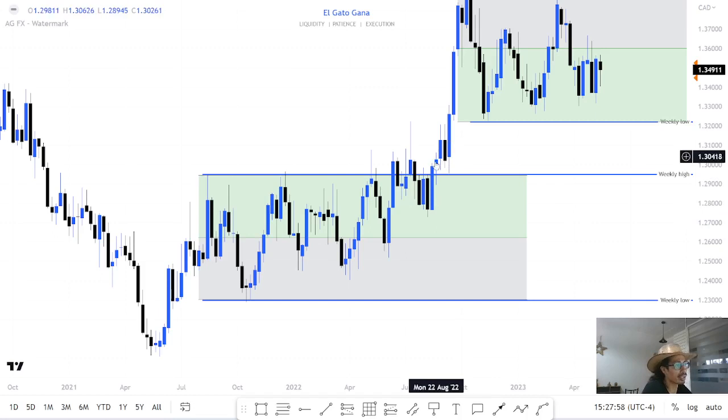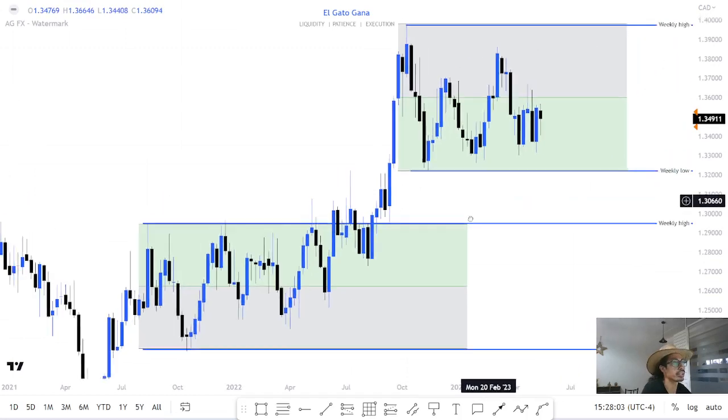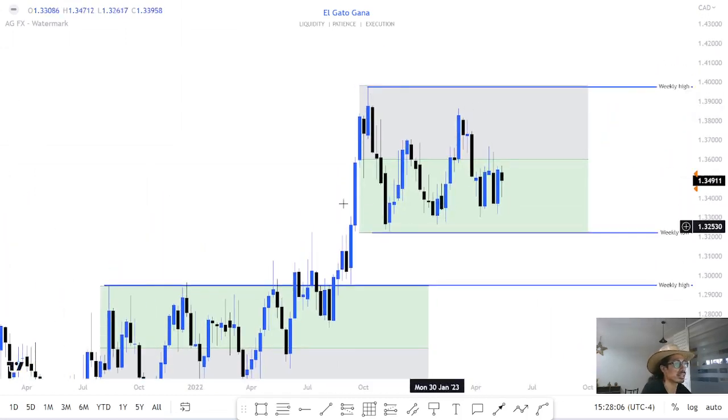But then once it broke out here, it didn't come back into this range. It actually created a whole new range, right? So this is the new range that it created. So it came, created this high, and then this low. And then within that range, you can see where the equilibrium is. Here, most of the price action is in the discount array versus the premium array, right?